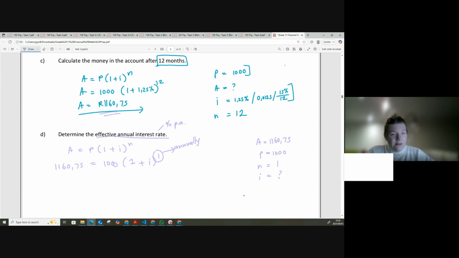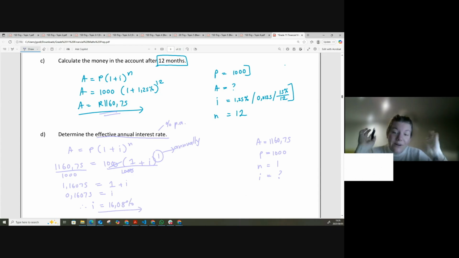So I'm going to divide both sides by 1,000. I don't need to worry because it was to the power of 1. So that makes life easy. So I can just minus 1. And then remember, we need it as a percentage. So we're going to times it by 100, which means my interest would be 16,08%.